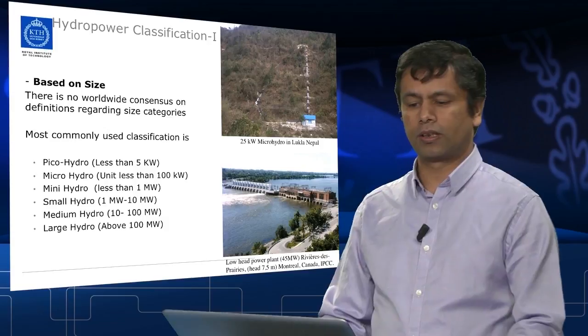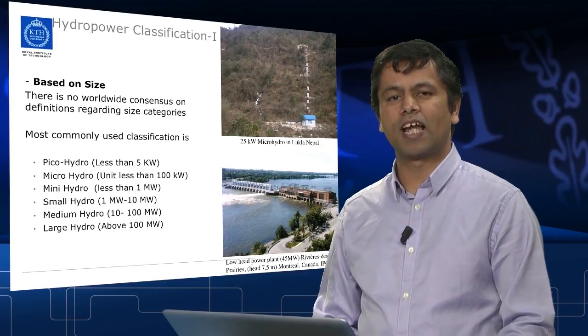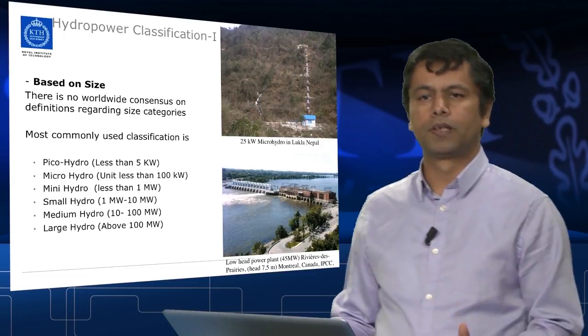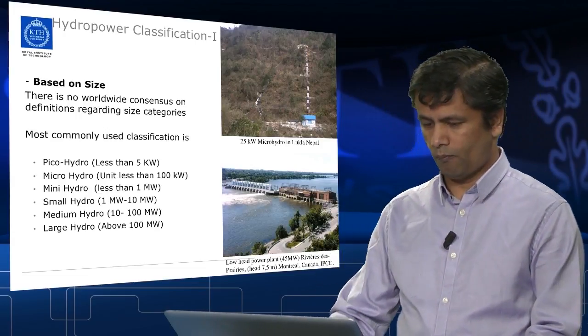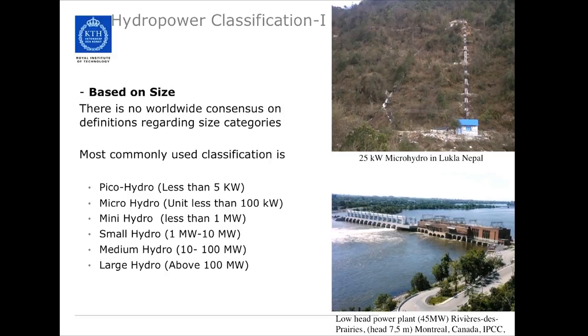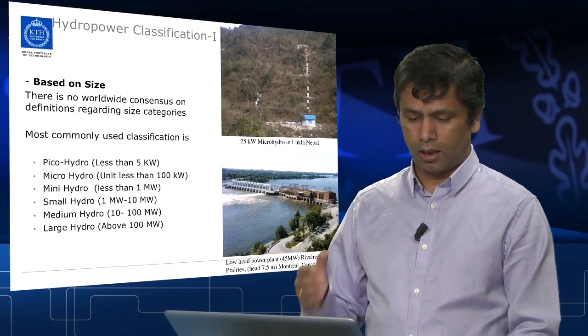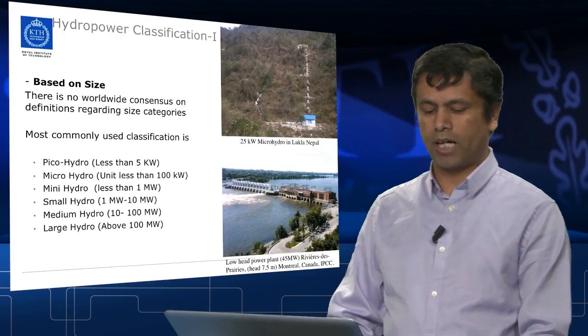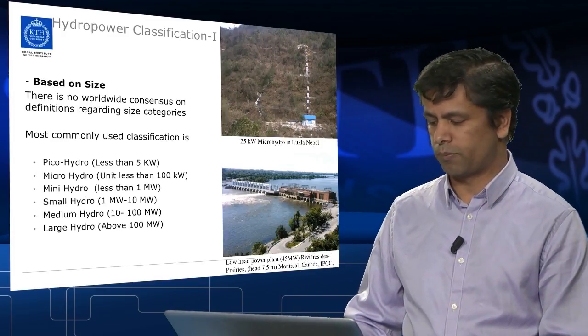Now I would like to start the discussion with hydropower classifications. Hydropower can be classified based on the size, based on the reservoir system, and also based upon the head. Based on the size, there is no consensus about the definition regarding the site categories. However, the mostly used classification is as follows. If the powerhouse is less than 5 kilowatt, we say pico hydro. If the powerhouse is 5 to 100 kilowatt, we say micro hydro, and 100 kilowatt to 1 megawatt, we say mini hydro, and 1 megawatt to 10 megawatt small hydro, 10 megawatt to 100 megawatt medium hydro, and above 100 megawatt we say it's a large hydropower project.